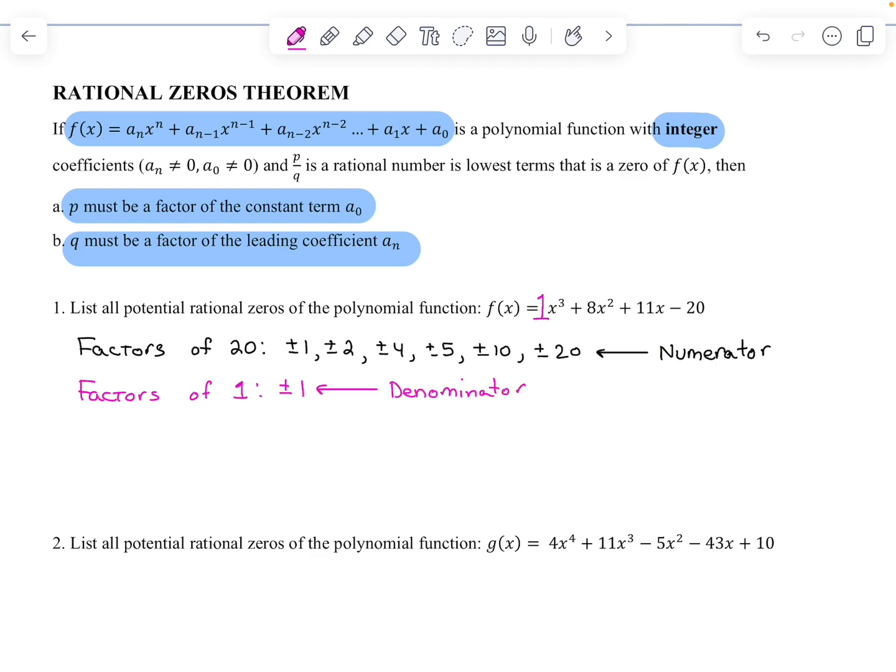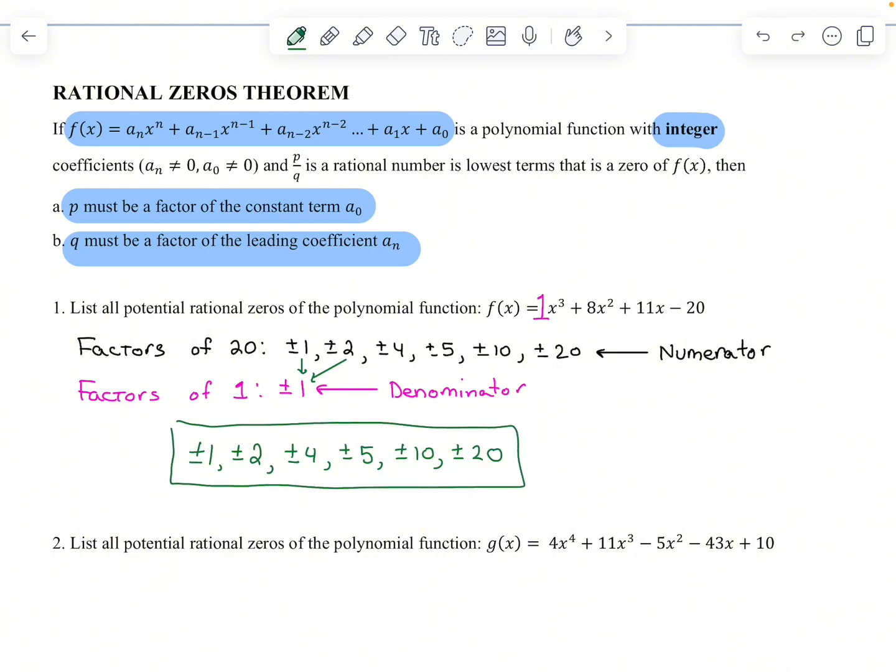Now what I'm going to do is divide every factor of 20 by the factors of 1. Plus or minus 1 divided by plus or minus 1 is plus or minus 1. Plus or minus 2 divided by plus or minus 1 is plus or minus 2. And I'm going to continue to divide all of the factors of 20 by plus or minus 1. So if f of x has a rational zero, that rational zero must be one of those 12 numbers.